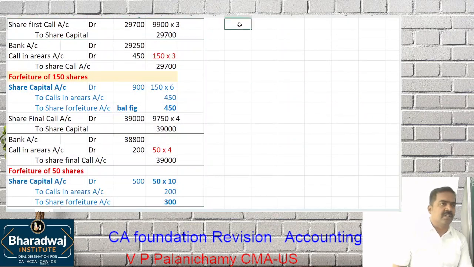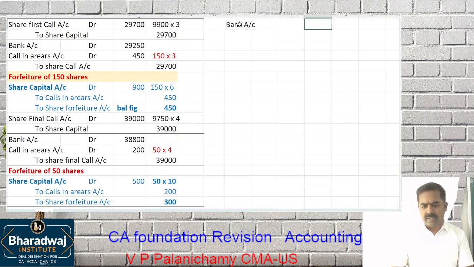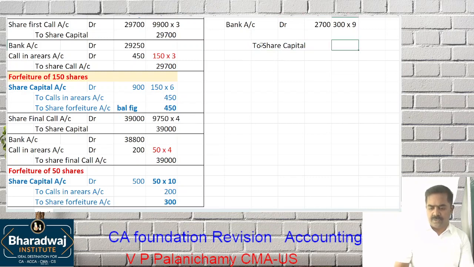Next reissue பண்றதுக்கு we can pass a combined entry because all the shares are reissued. What entry will we pass? Bank account debit. Totally how many shares we are going to reissue? 300 shares into 9 rupees. All the shares are reissued earlier. Balance will go to share forfeiture account.